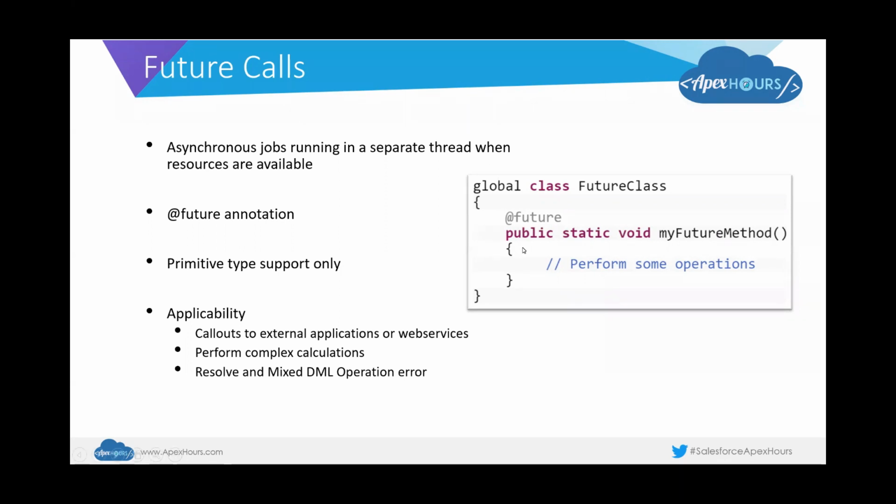One of the special things about a future method is that it generally operates only with some primitive types. We'll talk more about that in a bit during our demo. Primitive types are the basic types we talked about in session one of the Apex Hours Dev program. Some sample primitive types are strings, numbers, integers, decimals, or IDs.